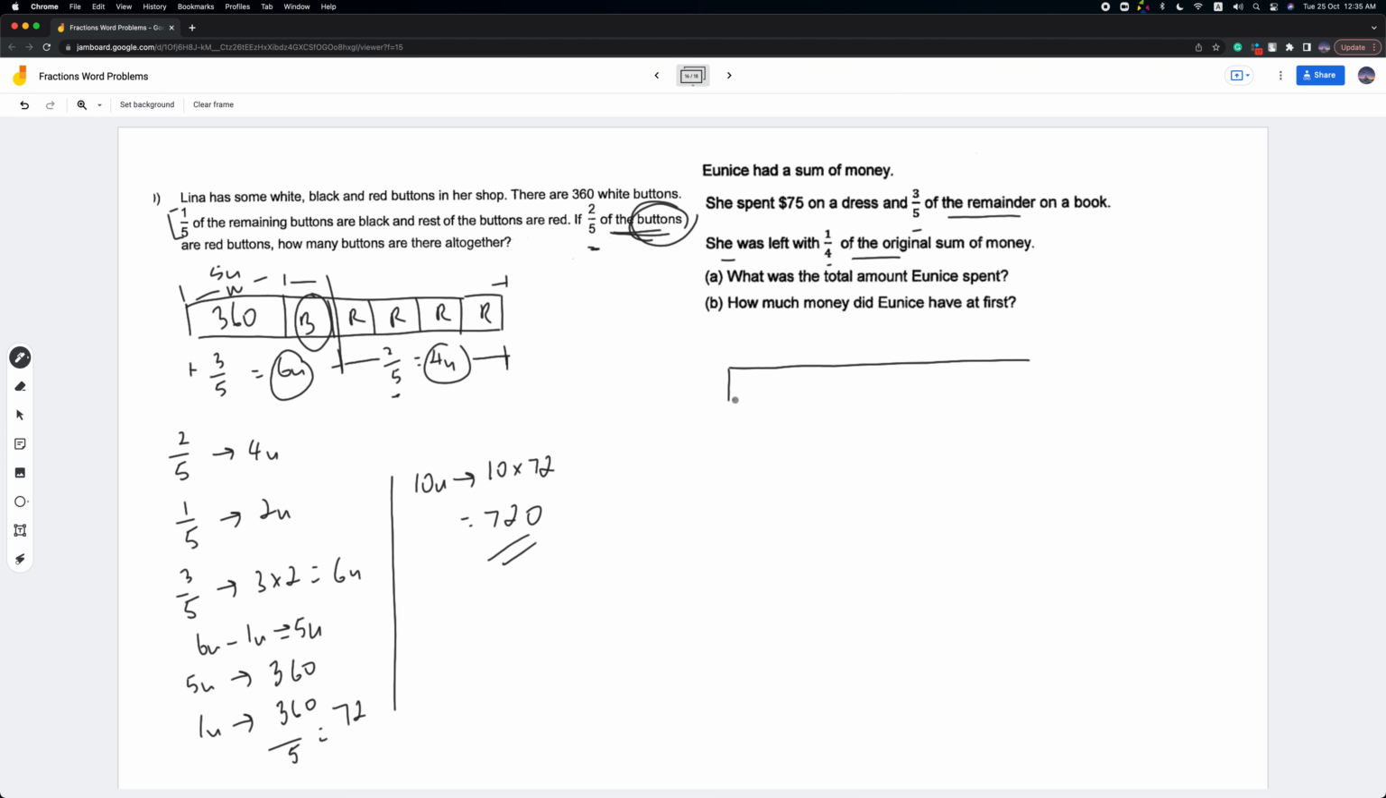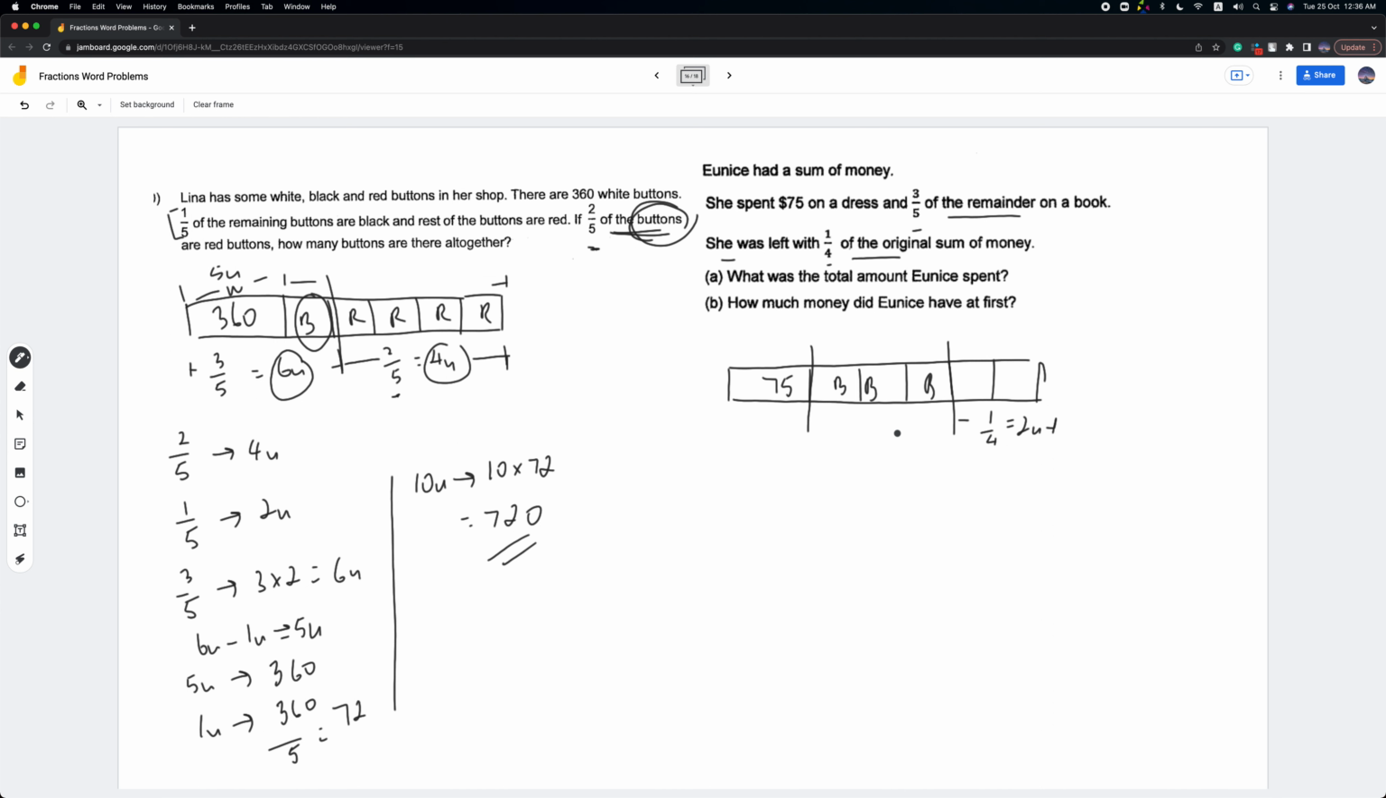Same thing, we saw the remainder. We forget about the remainder, and we take away 75 here. Now we're going to talk about the remainder. Again, 5 units, same as the previous one. And 3/5 is on the book. So we take 3 units, and we are only left with 2 units. And these 2 units is 1/4. So 1/4 here is 2 units.